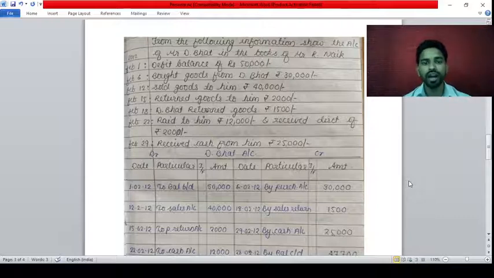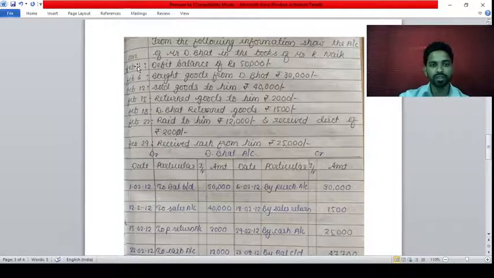I hope all of you understood the earlier problems, where we solved the personal accounts. Now in this problem there is no need to pass the journal entries directly. We will pass the ledgers directly, because we have to prepare the personal account.